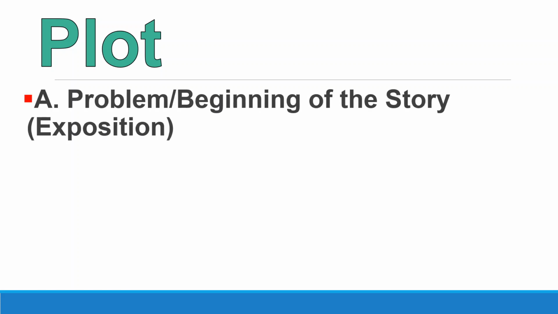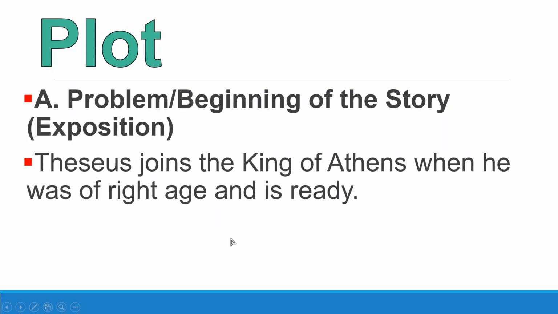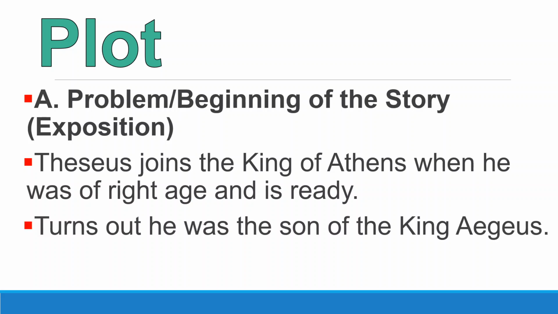In letter A, we're going to discuss the problem or beginning of the story, what we also call the exposition. So let's start the story. In the first part of the story, Theseus joins the king of Athens when he was of right age and is ready. So he lifts a boulder, gets a golden sword and sandals, kills 3 giants, and becomes famous. And then he joined the king of Athens. When King Aegeus saw him having the golden sword and golden sandals, it turns out that he was actually the son of the king, and people were very happy for that.